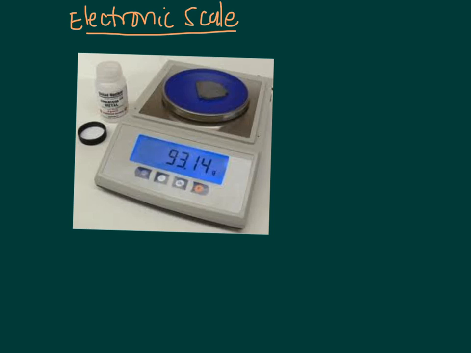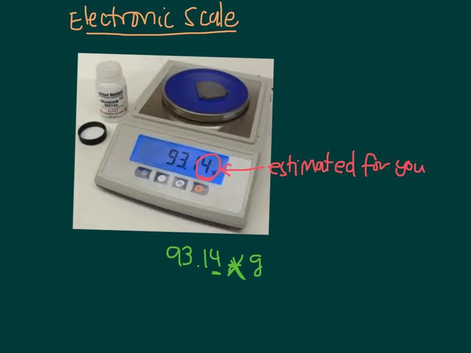And one last type of measurement, when you're using an electronic scale. Something that's really nice about an electronic scale is that the last digit given to you on the scale is your estimated digit. So the scale estimates it for you, meaning that when you write this measurement down, you would not report this measurement as 93.14 and then some other digit. You would, in fact, not put an estimated digit because the scale did it for you, and you would just put a unit. So you would just write it as 93.14 grams, and your scale estimated that digit for you.